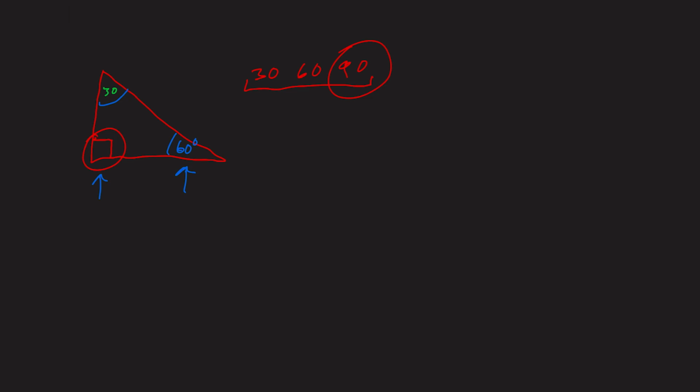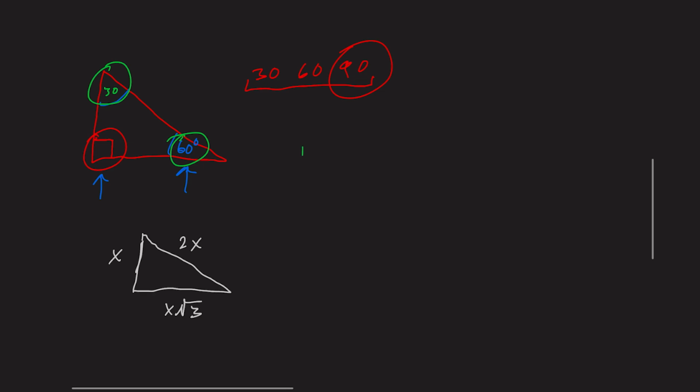Also, if you're given 30 degrees, you can immediately know that the other angle is 60 for reasons already discussed. So the importance of this triangle is all of its sides are going to be in the ratio of x, 2x, x rad 3. And we can observe that in practice using our trigonometric functions.